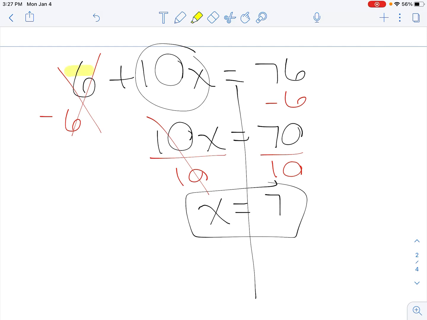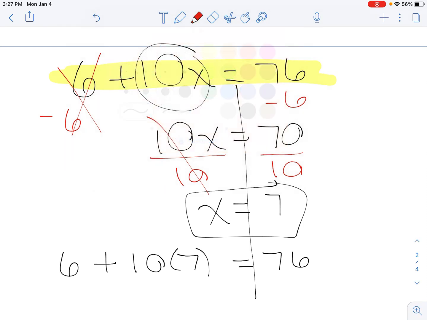Next step is substitution. We're going to rewrite that original equation, but instead of 10 times x, we're going to say 10 times 7 because I think x equals 7. So is 6 plus 10 times 7 equal to 76? Well, order of operations says to multiply first. So 10 times 7 is 70. 70 plus 6 is 76. So now I can say 76 equals 76. Check.